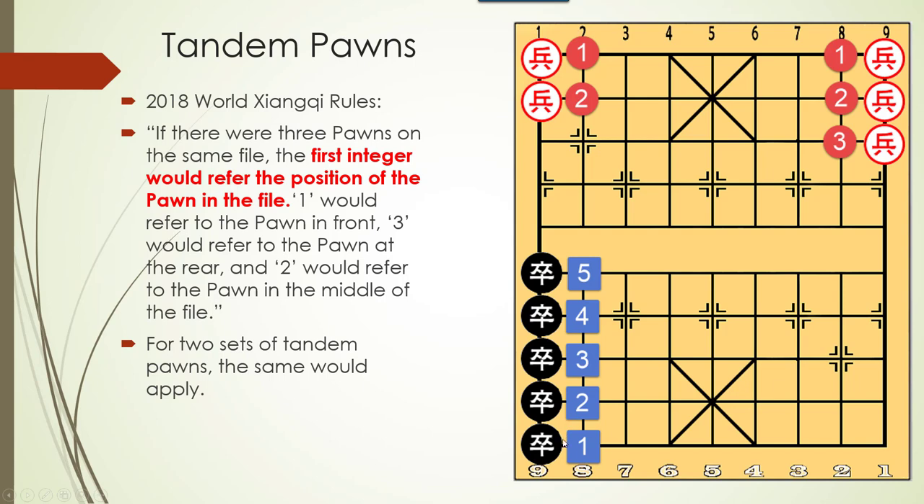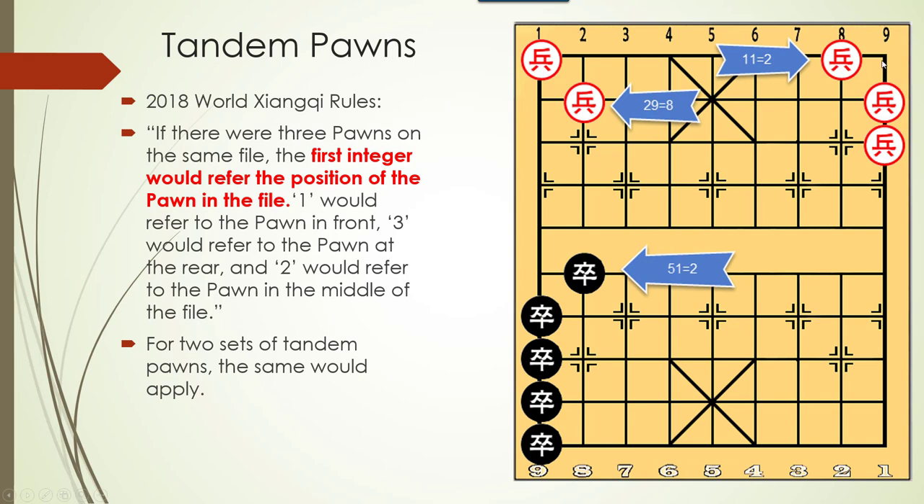For 3 or 4 or even 5 pawns in tandem, as in the case of the black pawns, they would be numbered as such. So 1-1 equals to 2 refers to this move, and if you were to move the rear pawn in the 9th file to the 8th file, it would be 2-1-2-2-9 equals to 8. And moving the pawn on the cross river bank rank to the second file would be 5-1 equals to 2.